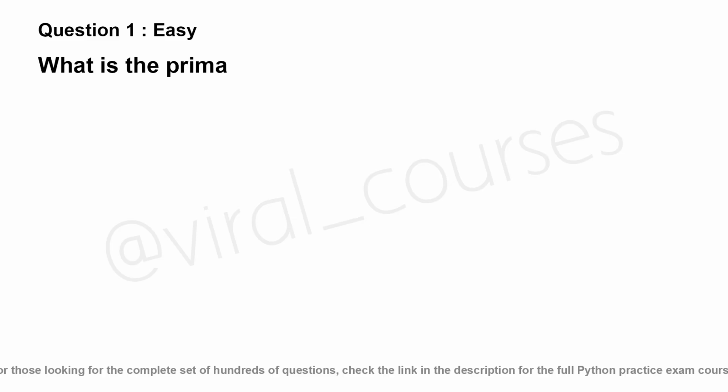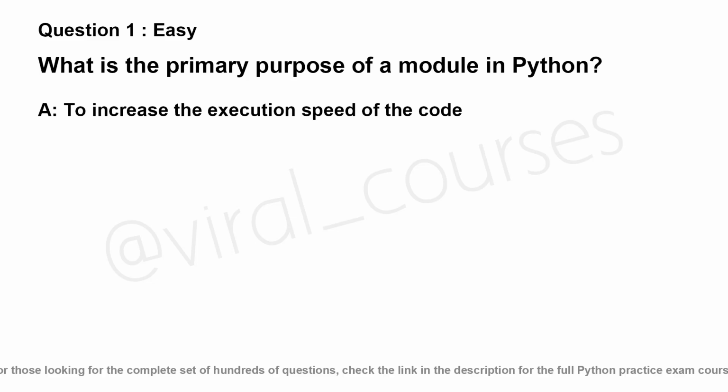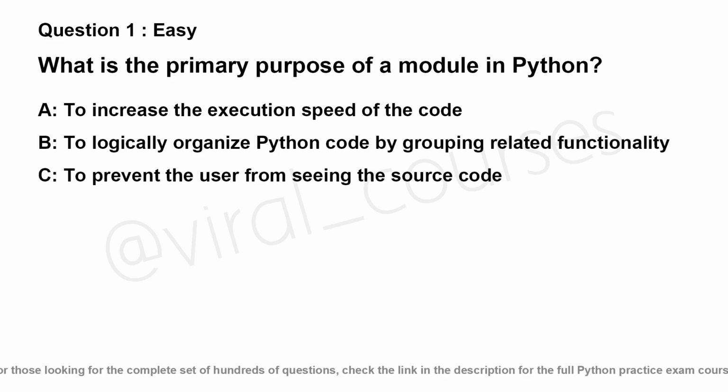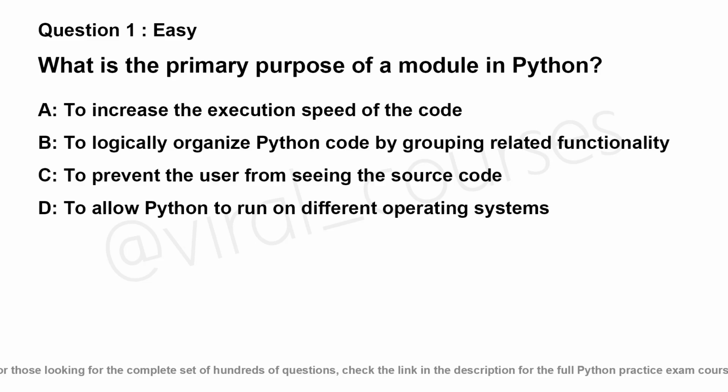What is the primary purpose of a module in Python? Option A. To increase the execution speed of the code. Option B. To logically organize Python code by grouping related functionality. Option C. To prevent the user from seeing the source code. Option D. To allow Python to run on different operating systems.